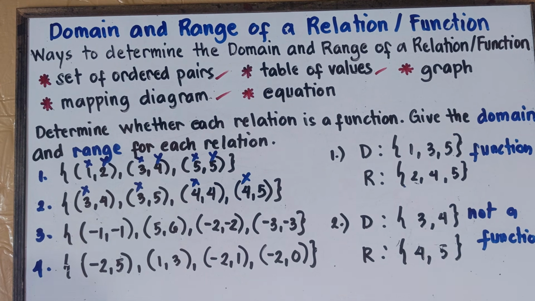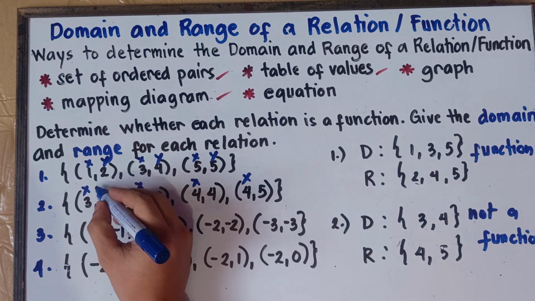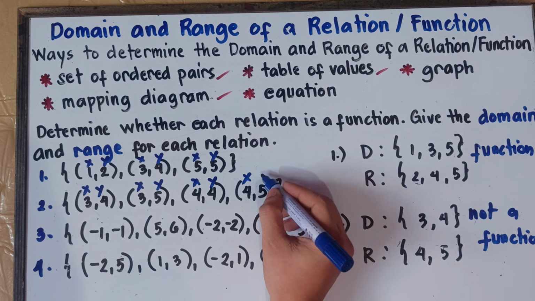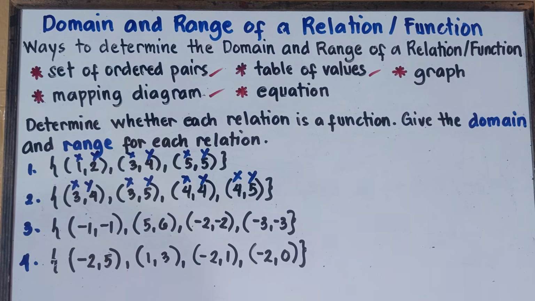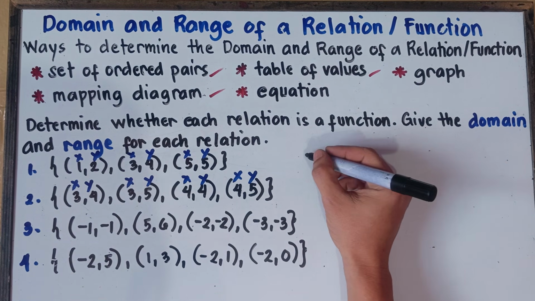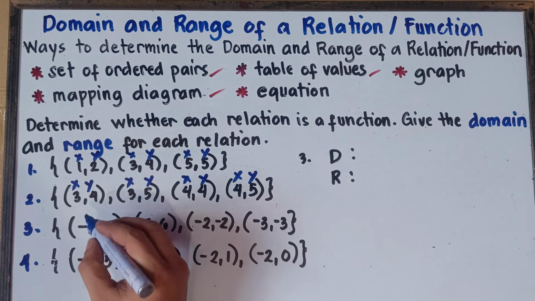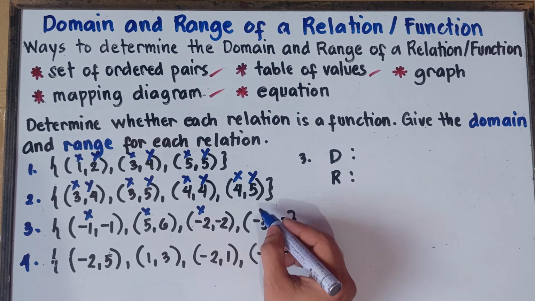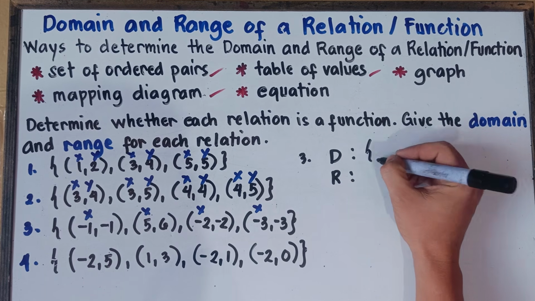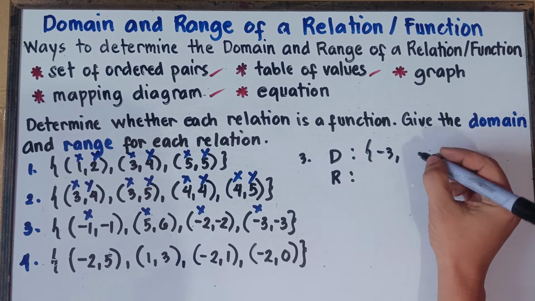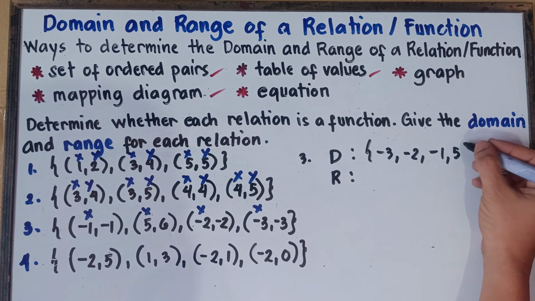Alright, so let's proceed now to example number 3. Very easy, right? So number 3, domain and then range. The domain will be the x values, this one right here. You start with the smallest number. The smallest number is negative 3. So we have negative 3, negative 2, negative 1, and then positive 5.